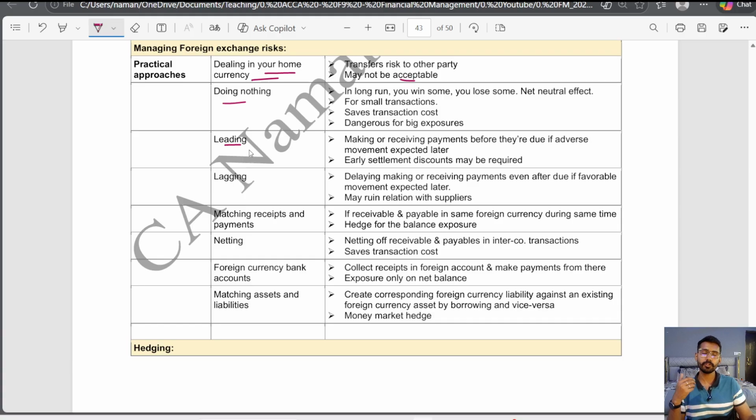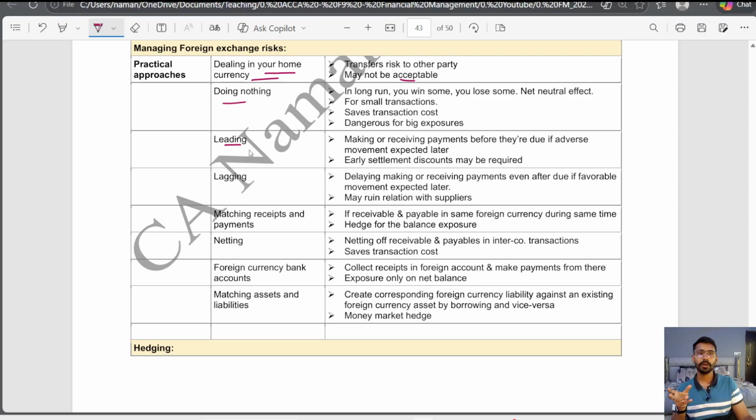So in that case, when you are making a payment, if you are an importer, then it is in your hand, you can make the payment immediately. But if you are an exporter, you are expecting a payment, so in that case you might have to give some early settlement discount to your customer so that they make the payment early. The opposite of this is lagging, in which you are delaying. If your customer is there, it's very hard to tell your customer don't pay me right now, but if you say okay, they agree.